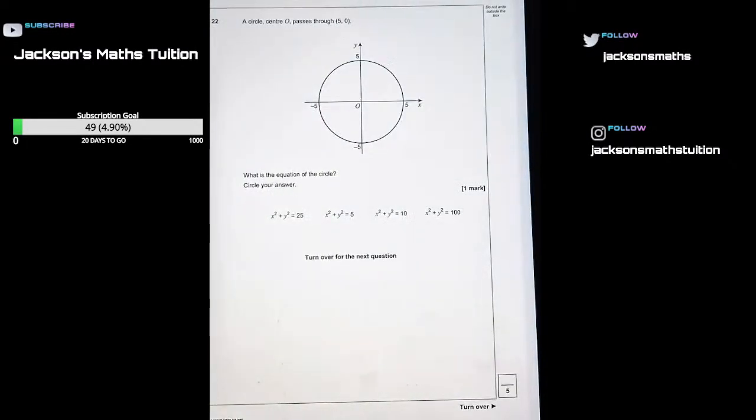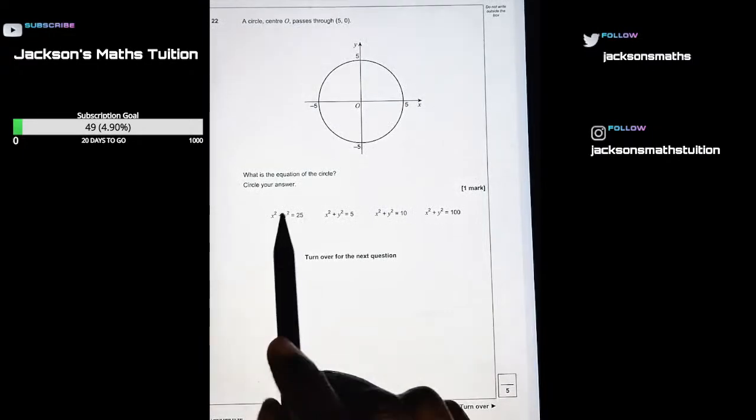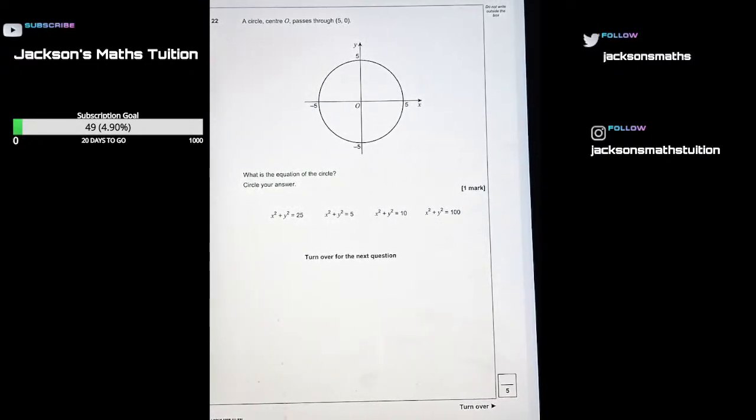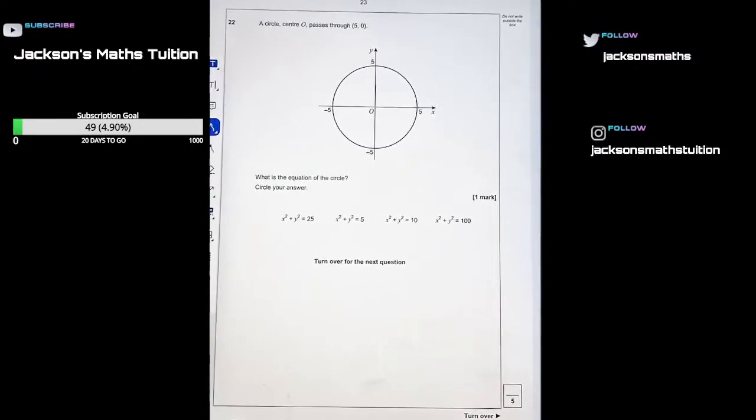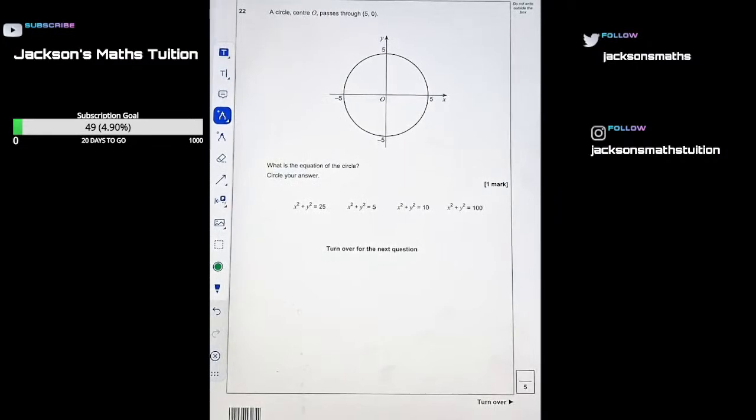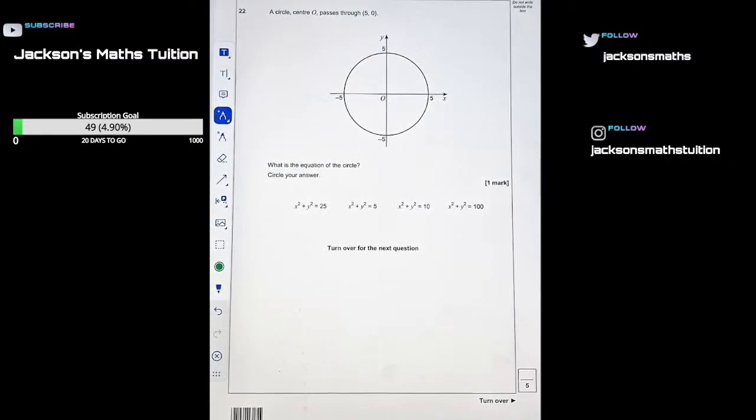Question 22. Equation of a circle. Easy one mark. See if you guys can spot the equation of the circle. Is it 1, 2, 3, or 4? Drop your answer in the chat. Equation of the circle. Pop your answers in the chat, please. Is it 1, 2, 3, or 4?